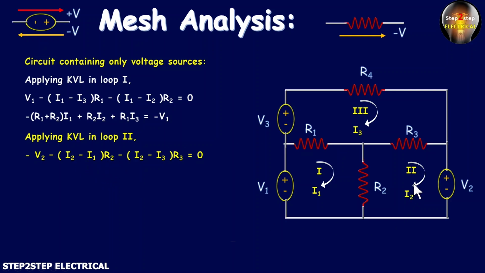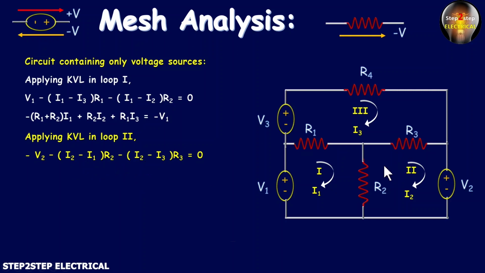Because for loop 2, as we are applying KVL in loop 2, we have assumed that I2 has the highest priority. We are giving I2 the highest priority. So I2 is greater, and we will write (I2 minus I1) into R2.